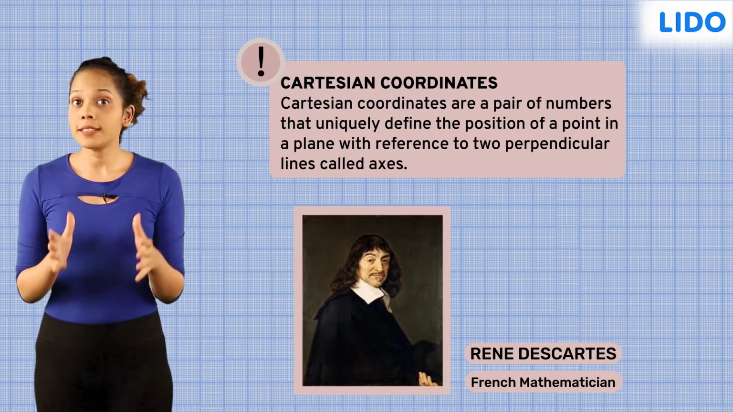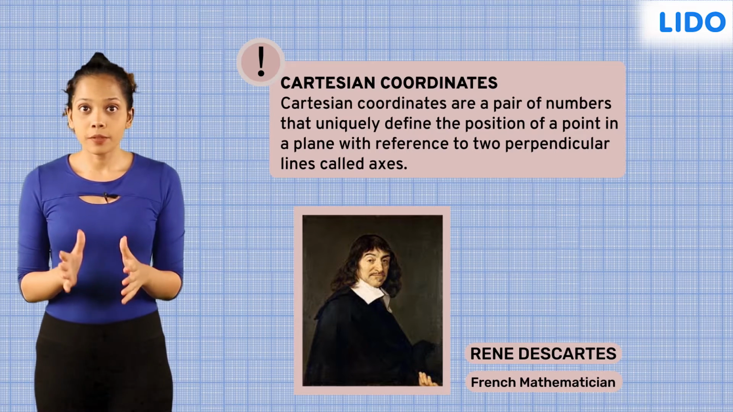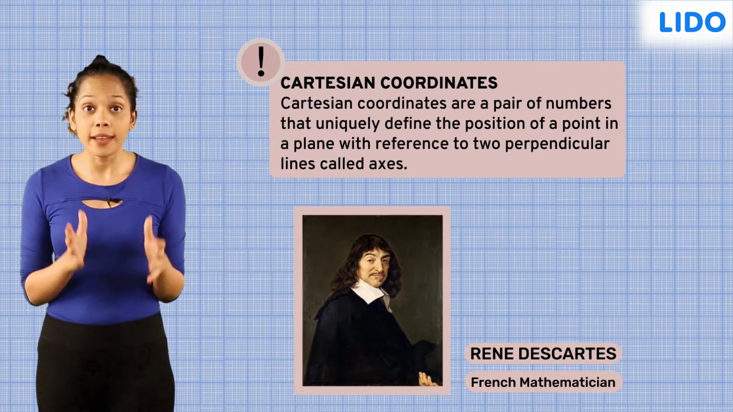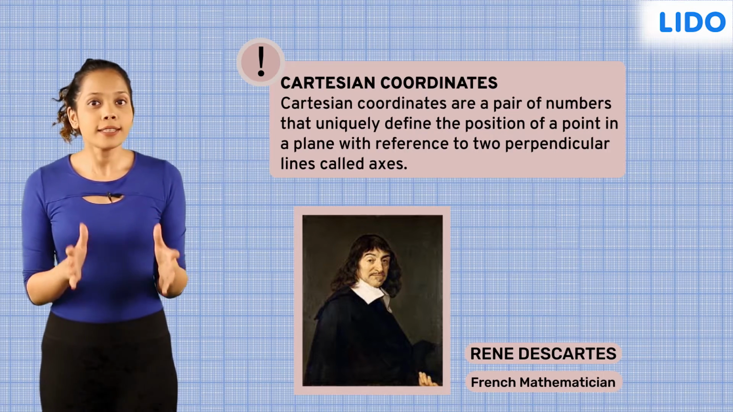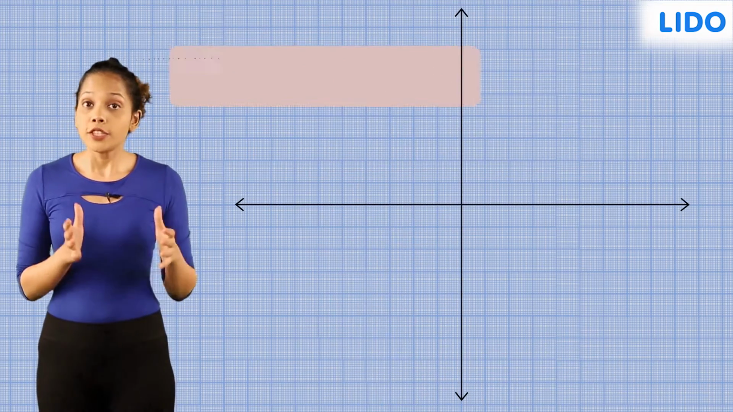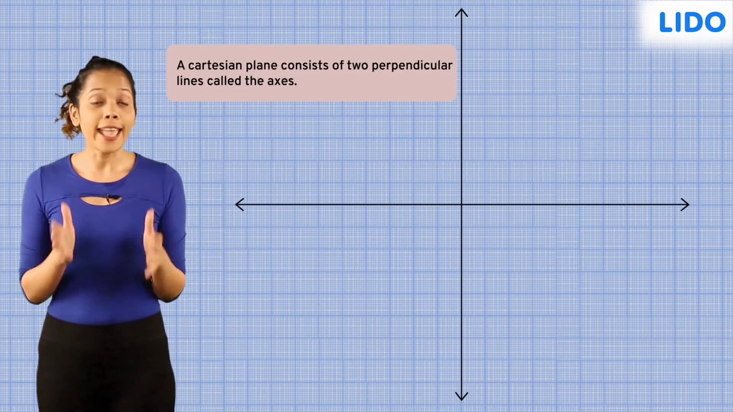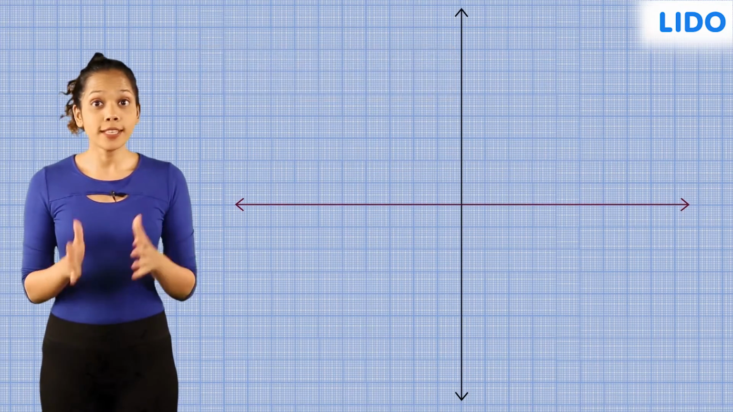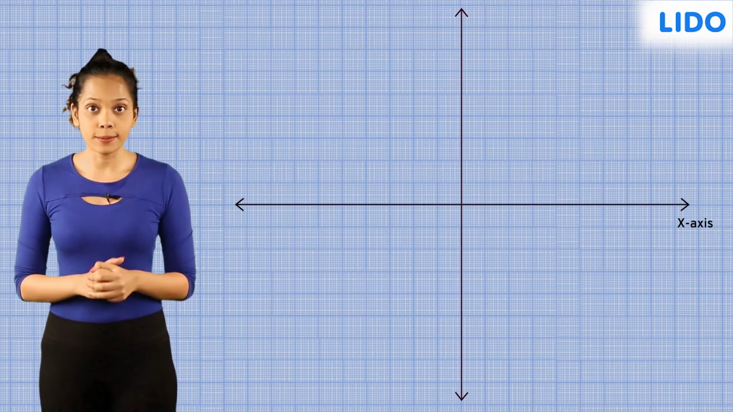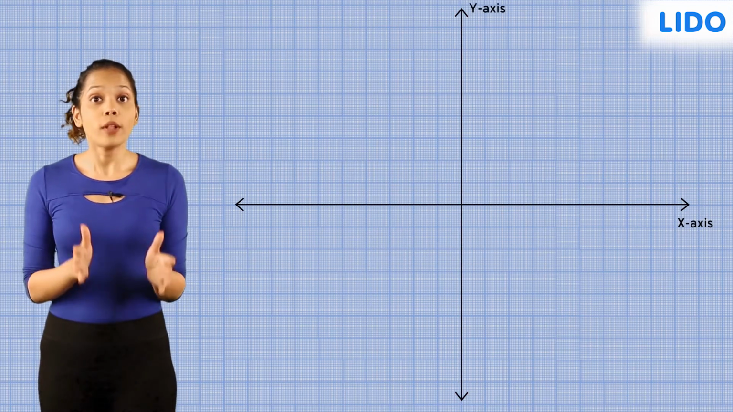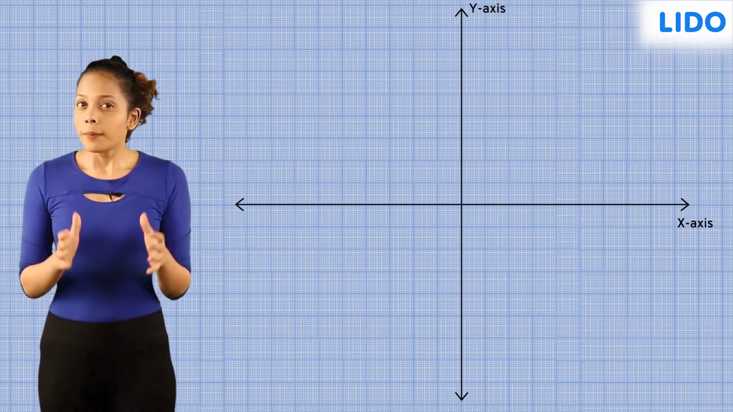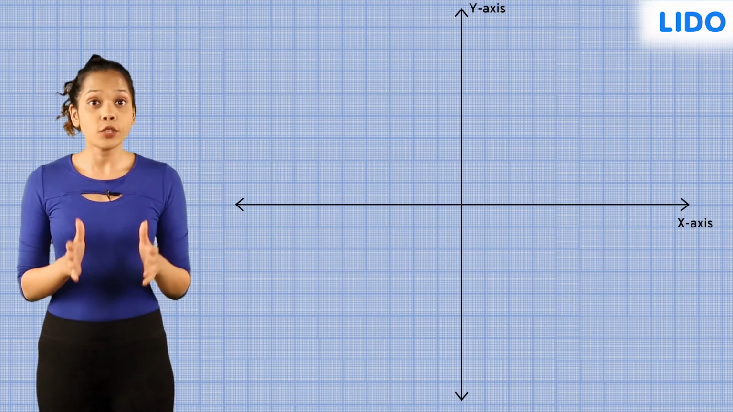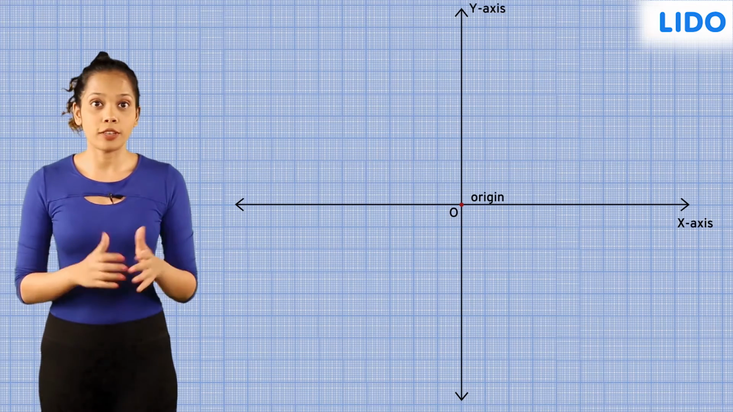To define the Cartesian coordinate of a point, we should have the Cartesian plane ready. A Cartesian plane consists of two perpendicular lines called the axes. The horizontal line is called the x-axis, while the vertical line is called the y-axis. The point of intersection of these two lines is called the origin.